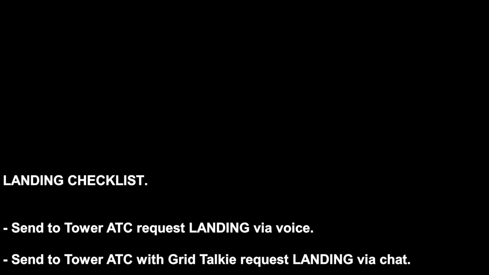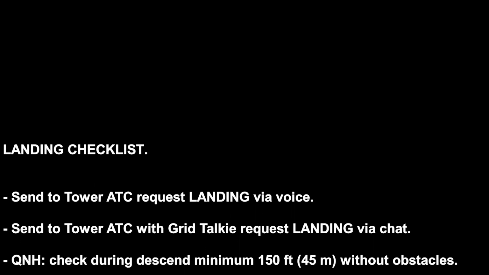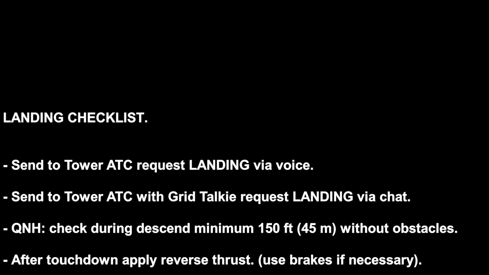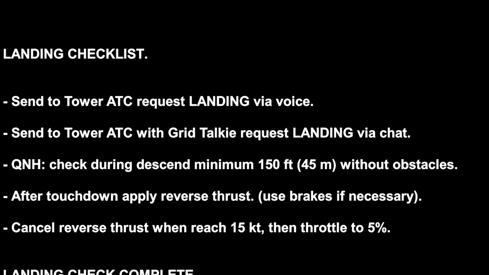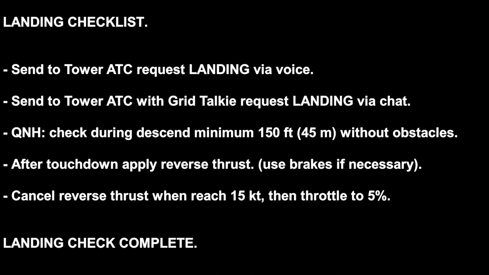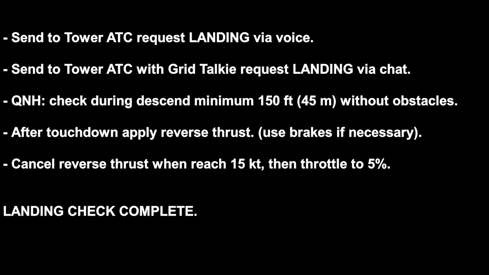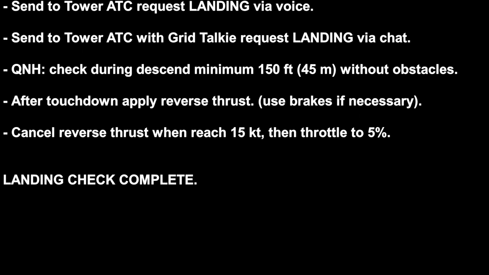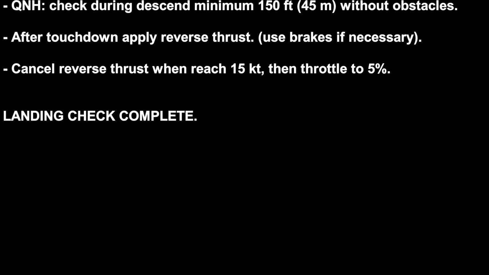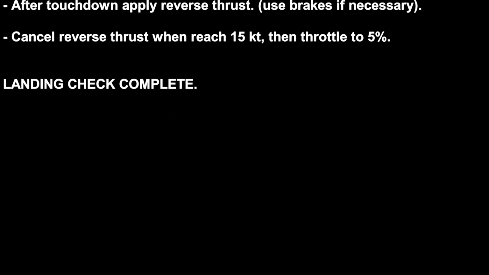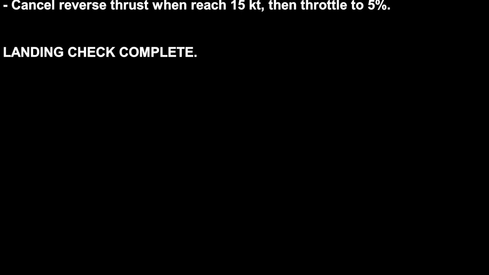Landing checklist. Send to tower ATC request landing via voice. Send to tower ATC with grid talkie request landing via chat. QNH, check during descent minimum 150 feet, 45 meters, without obstacles. After touchdown apply reverse thrust. Use brakes if necessary. Cancel reverse thrust when reach 15 kT, then throttle to 5%. Landing check complete.